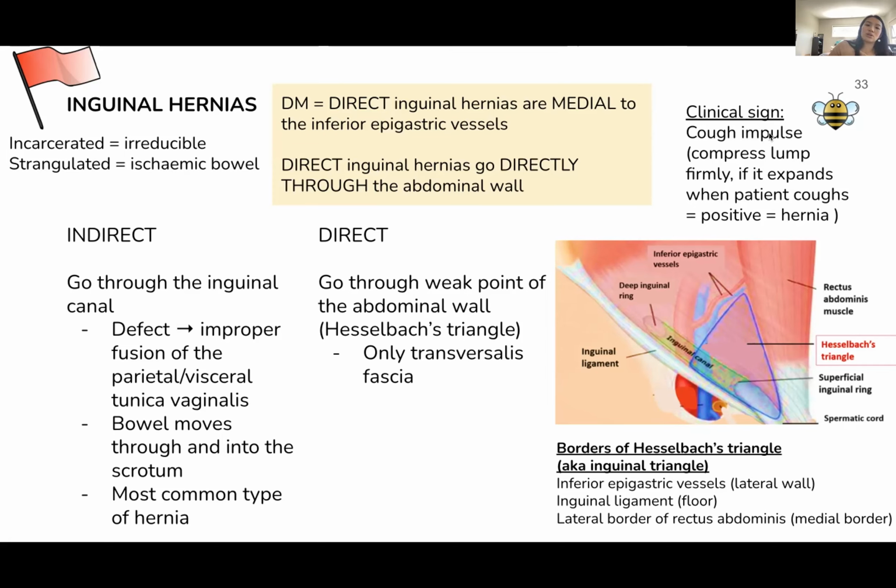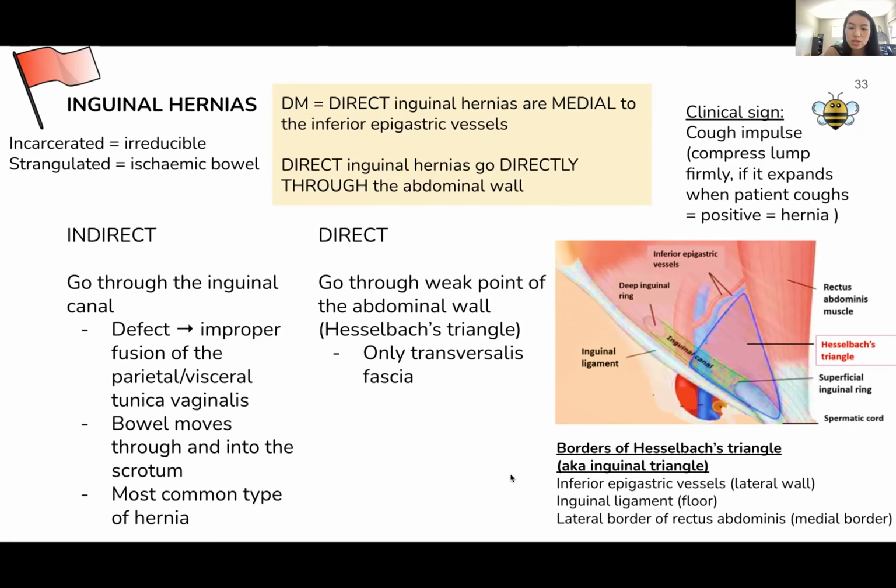Make sure the patient is lying down when you do that. Then hold that part where it came out, and tell the patient to cough. Now, if they cough really loudly and the lump comes back out a little bit, or it presses against your finger, then you know it's a hernia. So positive cough impulse is a hernia.